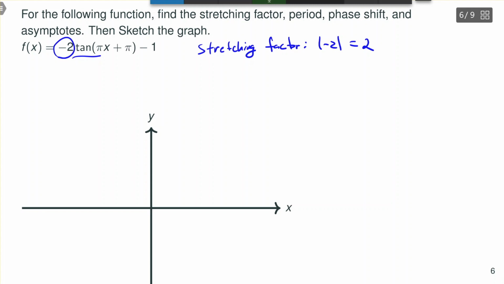Now, period. Unlike sine and cosine functions, for tangent we have to divide by pi, not by 2 pi. The period for tangent is pi divided by the absolute value of this number right here, b. In this case, pi divided by pi, which is 1. So the period for this function is 1.